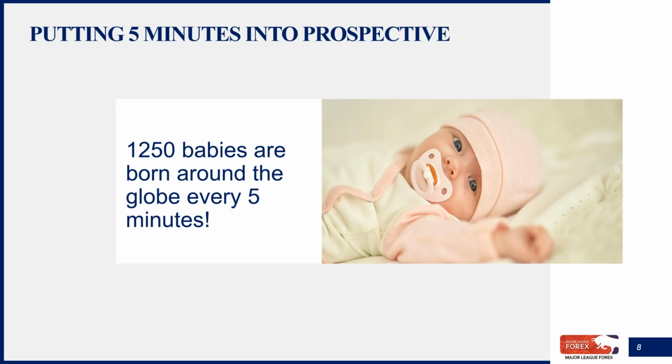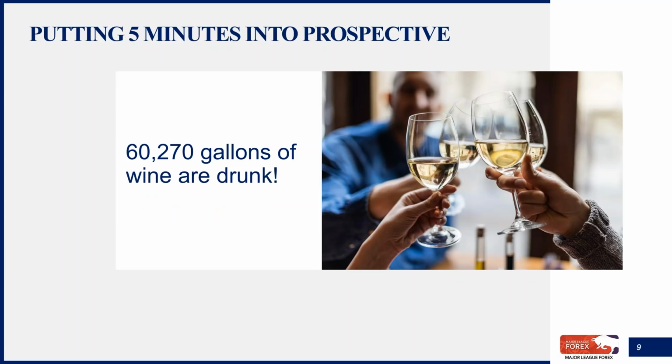Now, with babies, what also happens? Check this out. 60,000 gallons of wine are drunk every 5 minutes in the world. Crazy, right? I mean, who would have ever guessed? 60,000 gallons. Now, these are the 4 fun facts, guys. This is not going to make you a better trader by any means, knowing how much people drink and how many babies are born.